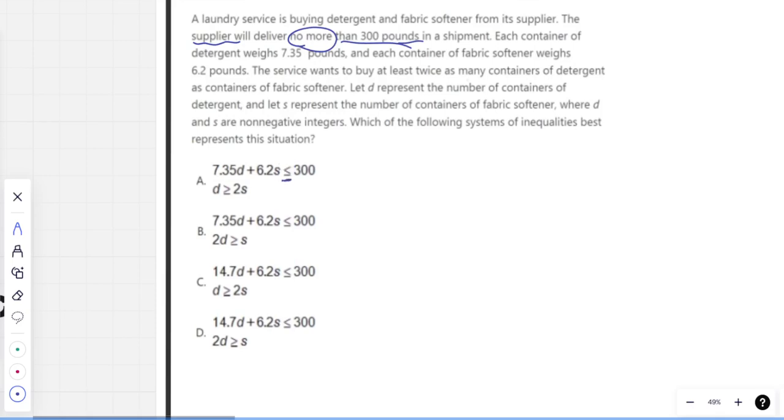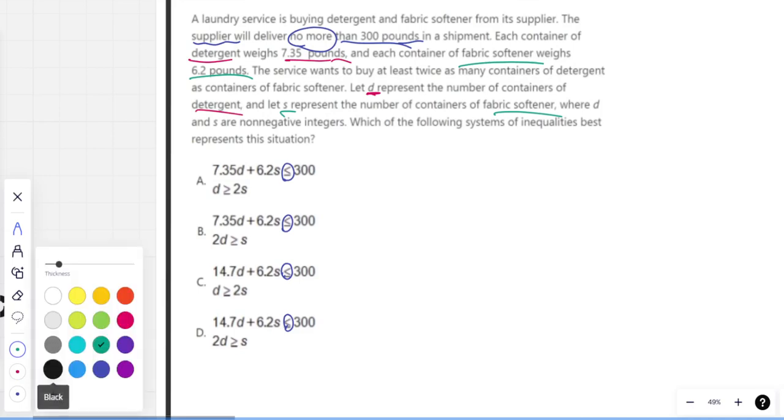So, let me color code all this. That's correct. That's correct. So we're going to have to look for other clues. Each container of detergent weighs 7.35 pounds. Each container of fabric softener weighs 6.2 pounds. D is the number of detergent, and S is the number of fabric softener. So those are already set up for that as well.